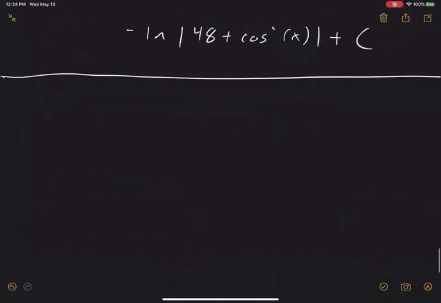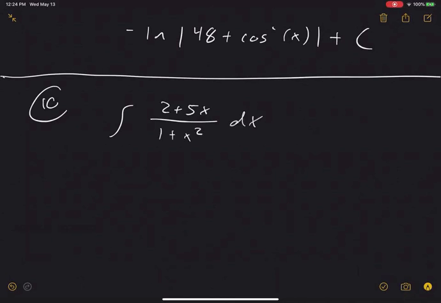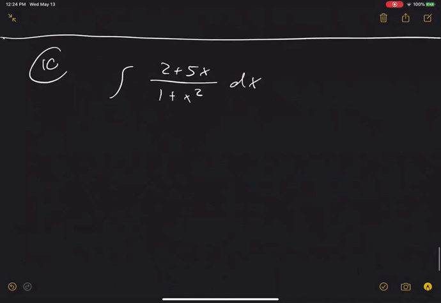Number 10, I probably won't go through completely. What I have is 2 plus 5x over 1 plus x squared. The first thing I would do is split up this fraction. I could rewrite this as 2 over 1 plus x squared plus 5x over 1 plus x squared.